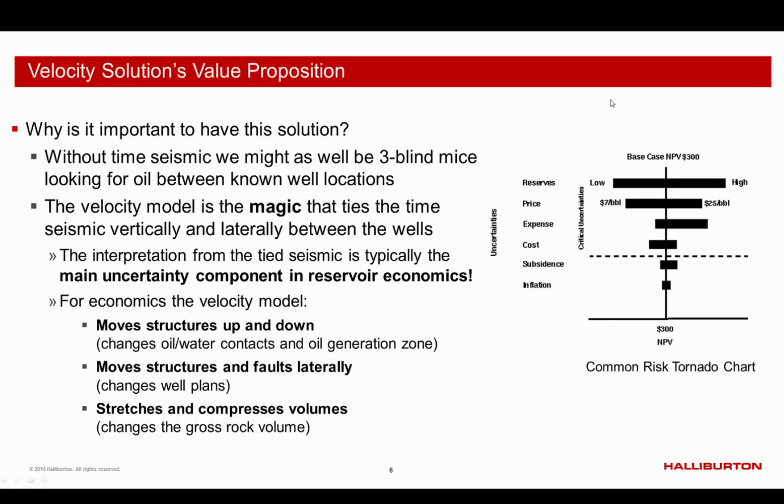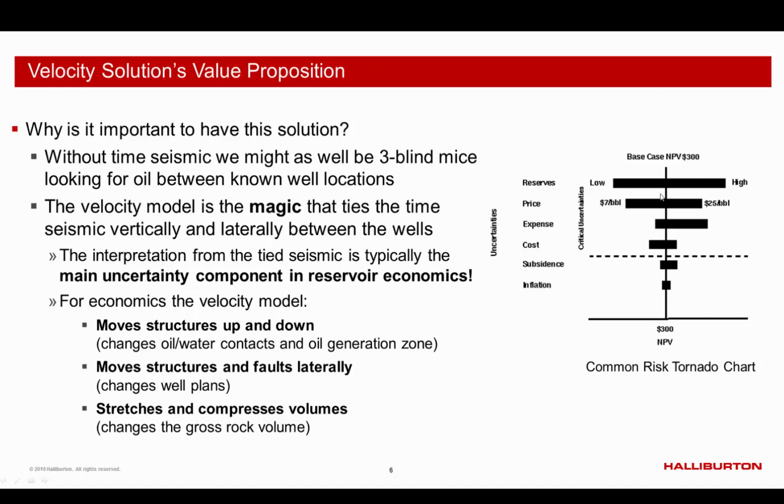But if we can get the velocities correct, then this image does become sort of reality. And if we look at this, the velocity model can turn the seismic into this magic that does create an accurate structural representation between the wells. And the reason that's important is because the main uncertainty component for most of the reservoir economics, when we're drilling, when we're siting on the fields, is the reserves. And if we do a standard risk tornado chart, typically the reserves shows up on the top. That's the most risky thing to make our prospect's economics, is the reserves.